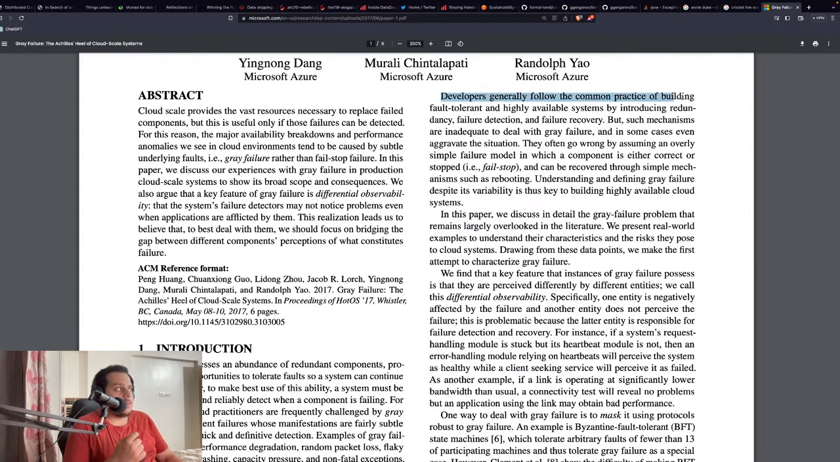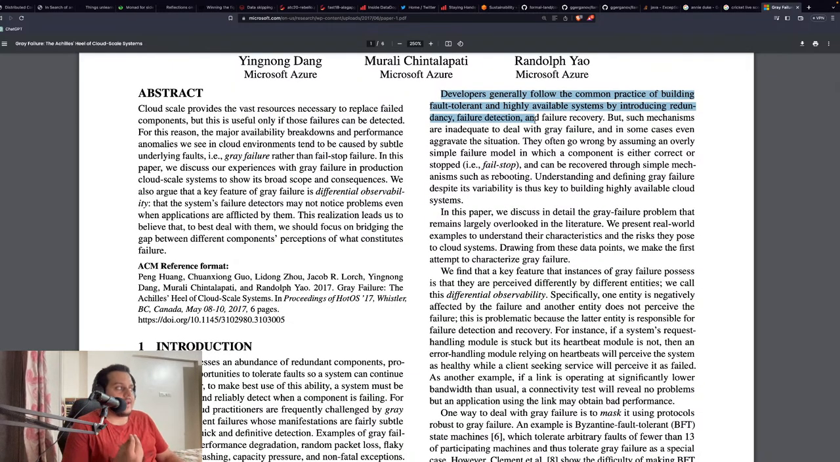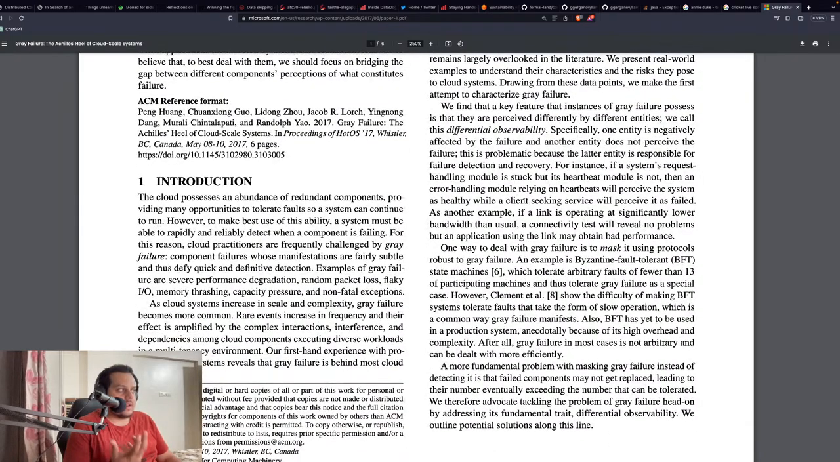Developers generally follow the common practice of building fault-tolerant and highly available systems by introducing redundancy, failure detection, and failure recovery. But such mechanisms are inadequate to deal with gray failures. So what are some common gray failures? Before going there, one more important term is differential observability. Gray failures possess a quality that they are perceived differently by different entities. And that is why they are terming it differential observability.